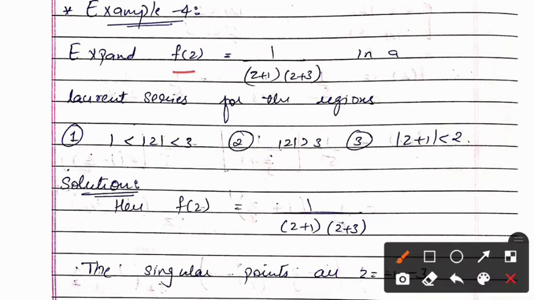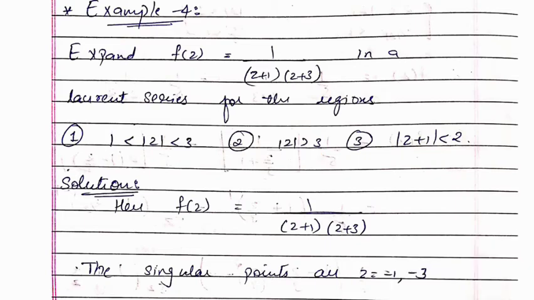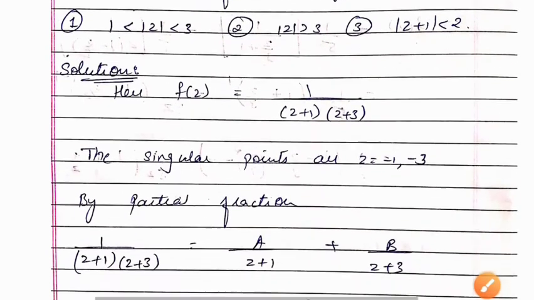Expand f of z equal to 1 upon (z plus 1) into (z plus 3) in the Laurent series for the regions 1 less than mod z less than 3, mod z greater than 3, and mod of z plus 1 less than 2. First of all, what I have to do is write the given function.